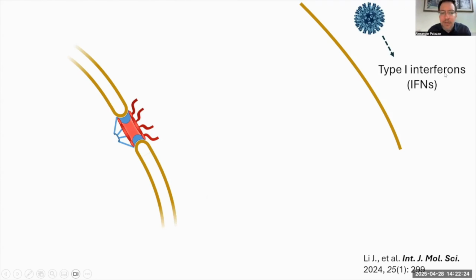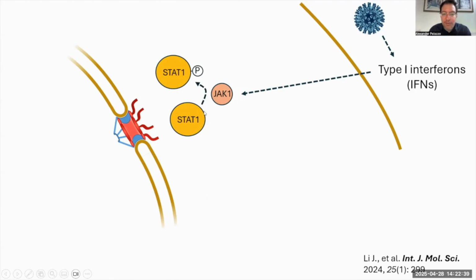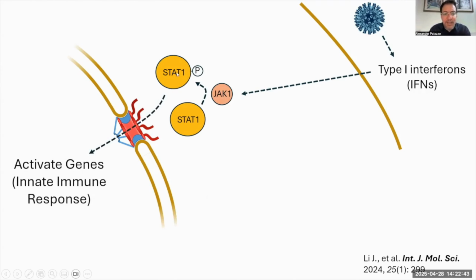These type 1 interferons are signaling molecules which bind to the outside membrane of a cell and precipitate a signaling cascade that ends up activating a protein called JAK1. JAK1 will transfer a phosphate onto STAT1. STAT1 then enters the nucleus and directly activates genes that are involved in the innate immune response. So this is the first line of defense against viruses.